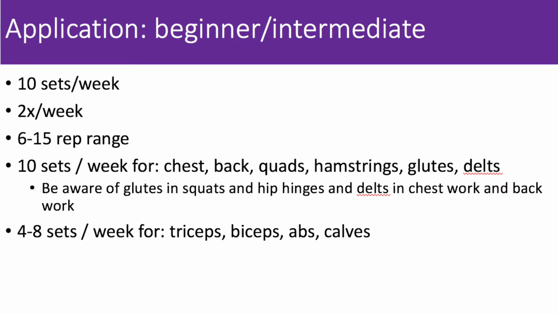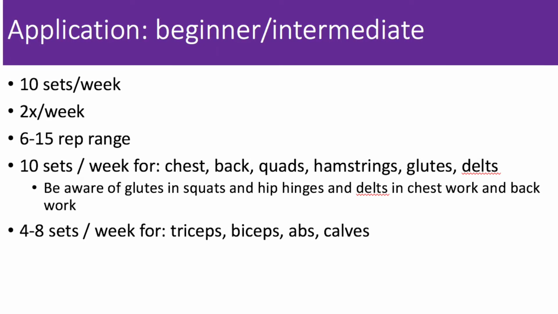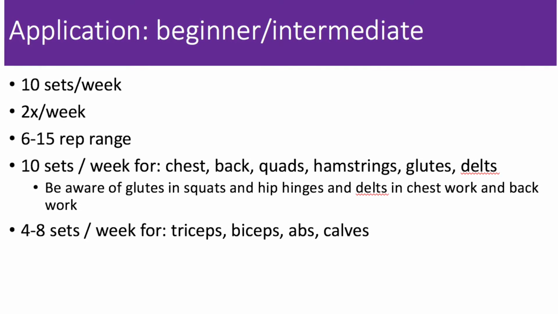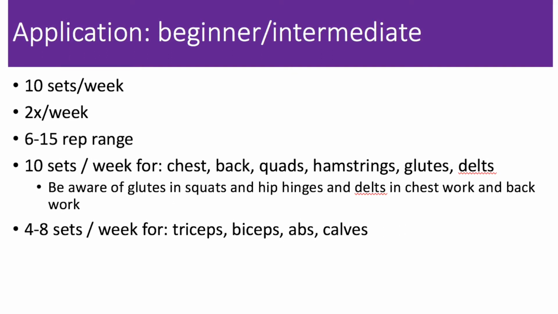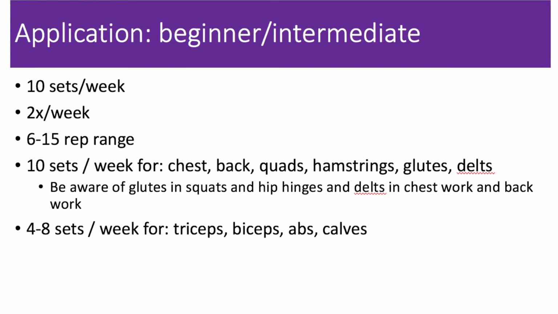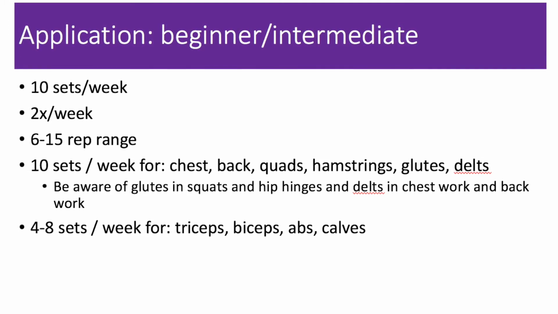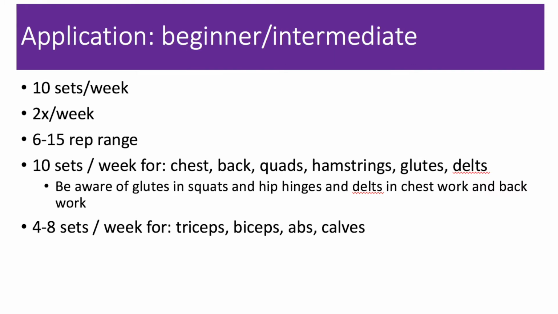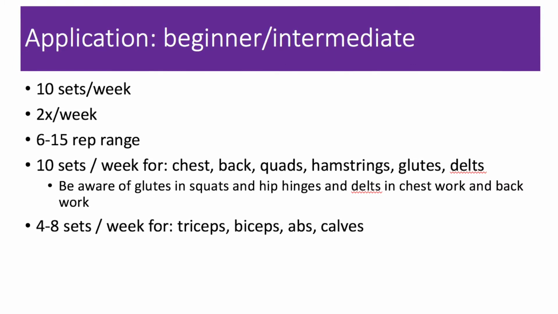Alright, now let's apply this and look at how we can design a program for a beginner or intermediate lifter. We know it's 10 sets per week per muscle, hitting them twice per week, and staying primarily in the 6 to 15 rep range. That means 10 sets per week for the chest, back, quads, hamstrings, glutes, and delts. Although, beware for the glutes and delts as they are involved in the exercises for other muscles.